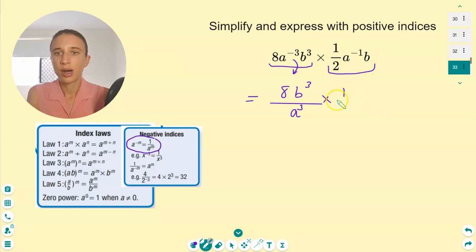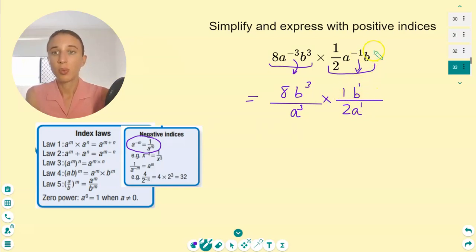We've got a half. I'm just going to write it like that. We've got a to the negative 1 on the numerator, and it wants to become positive. So we take it down to the denominator. And b is already positive. There's already a little power of b to the 1 there. So invisible ones, remember that.